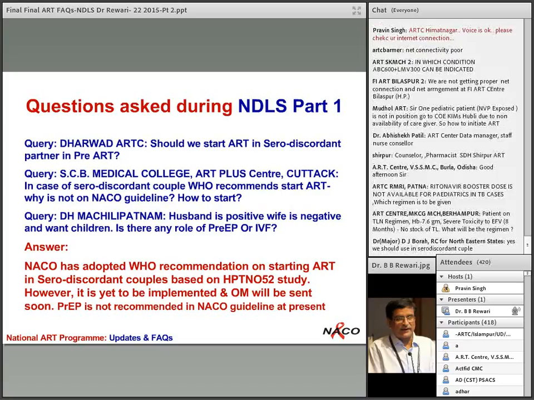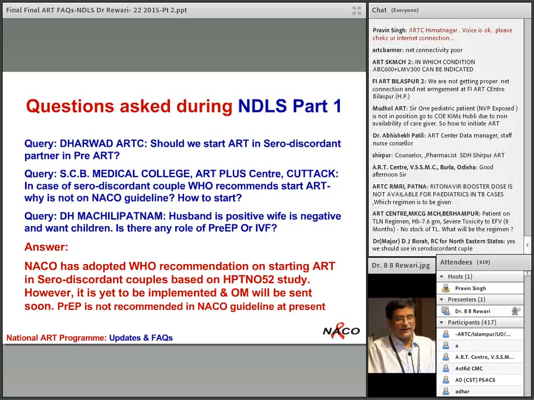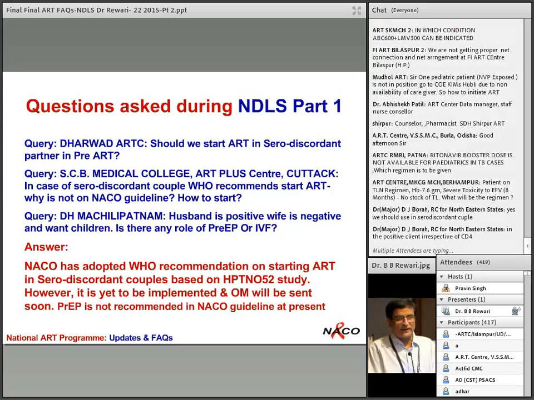But this is still to be implemented by NACO, and an OM will be issued shortly, because this requires a lot of issues like counseling, regular 6-monthly testing of the negative person, and adherence to drugs, because the positive person may have a high CD4 count and may not adhere to therapy, leading to drug resistance. So these guidelines are yet to be sent. PrEP is still not recommended in NACO guidelines at present.